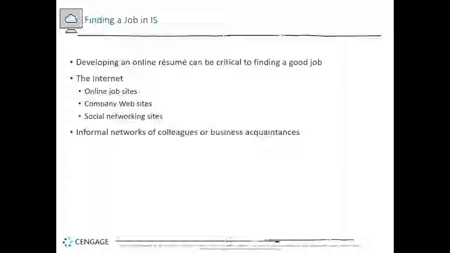Finding a job in IS. Developing an online resume can be critical to finding a job. Sources include the internet, online job sites, company websites, social networking sites, and informal networks of colleagues or business acquaintances.